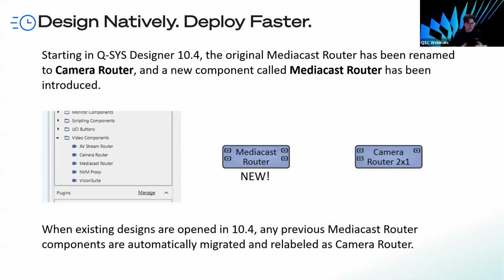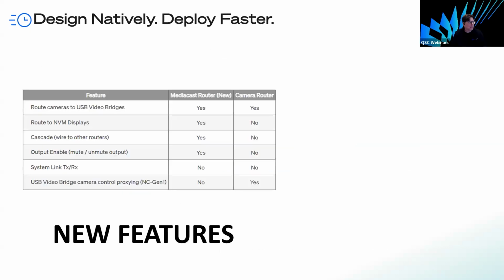And then we have this new MediaCast router. It's a pretty big improvement, and some things that I think most of us have been asking for quite some time are finally realized. This is a really good chart. This chart is in our help file. If you actually just go into the help file for the camera router or the MediaCast router, we have this. Pay attention, this may change over time.